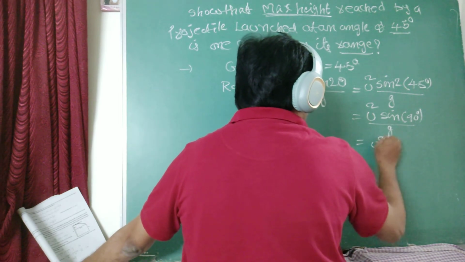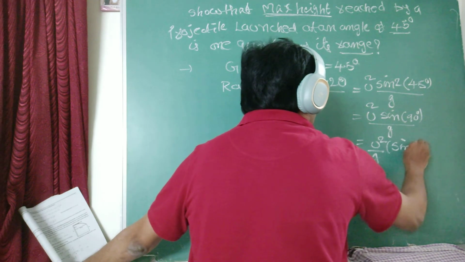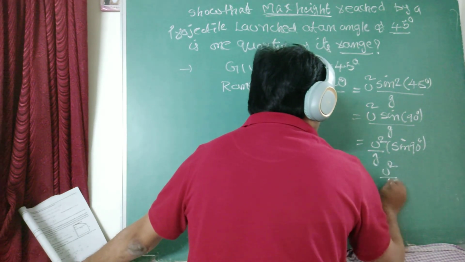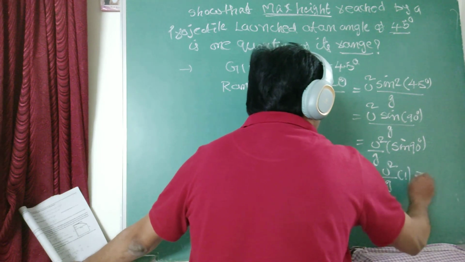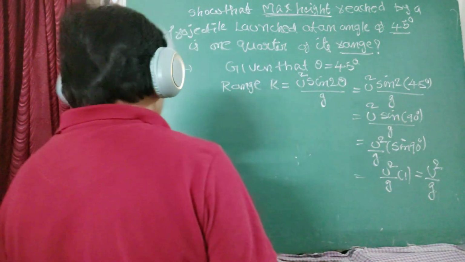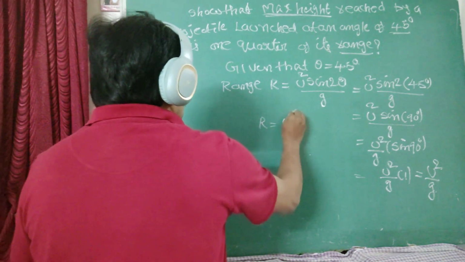You know very clearly, U square by G into sine 90. Sine 90 value everyone knows: it is 1. Therefore U square by G into 1 equals U square by G. The range value you got here: R equals U square by G.